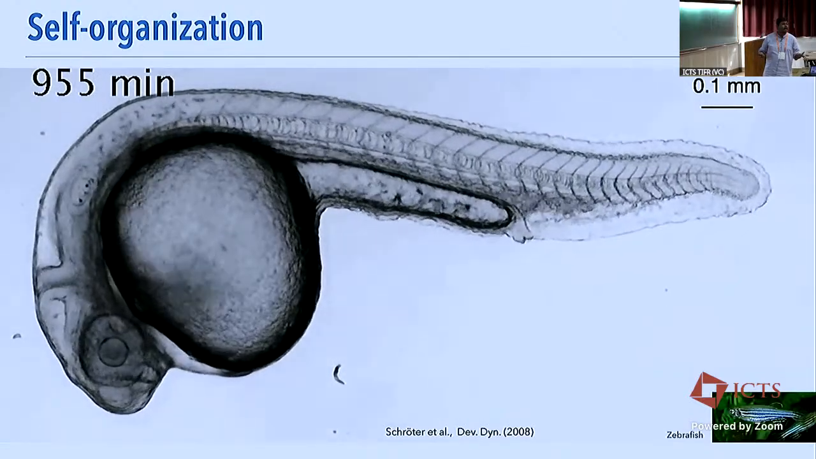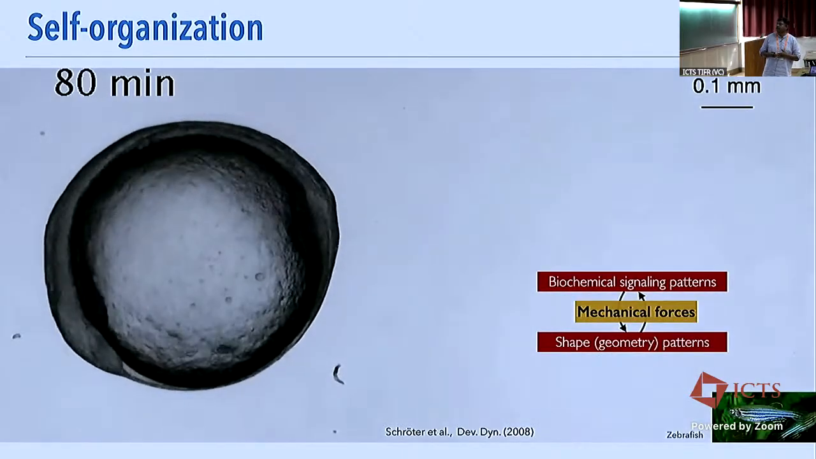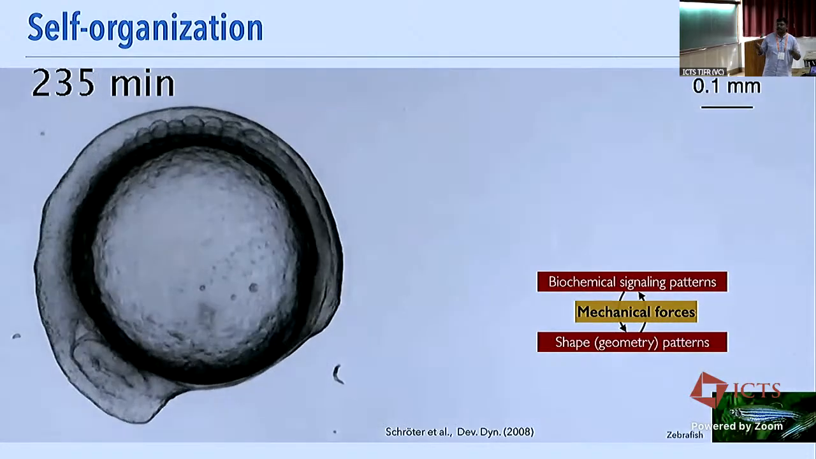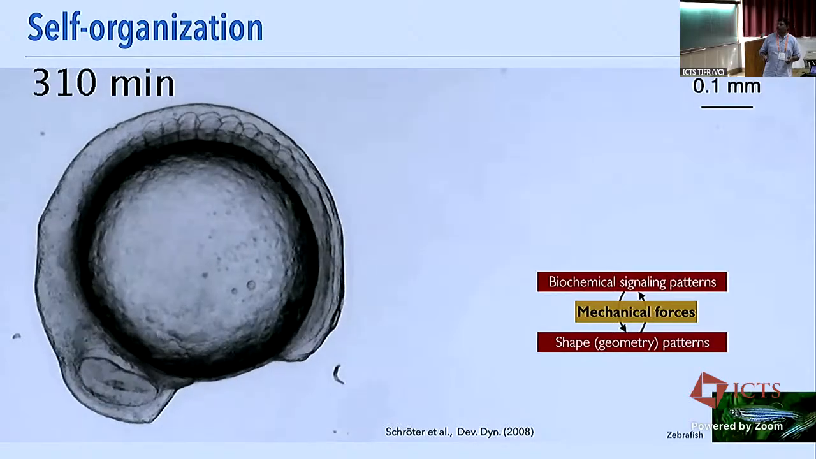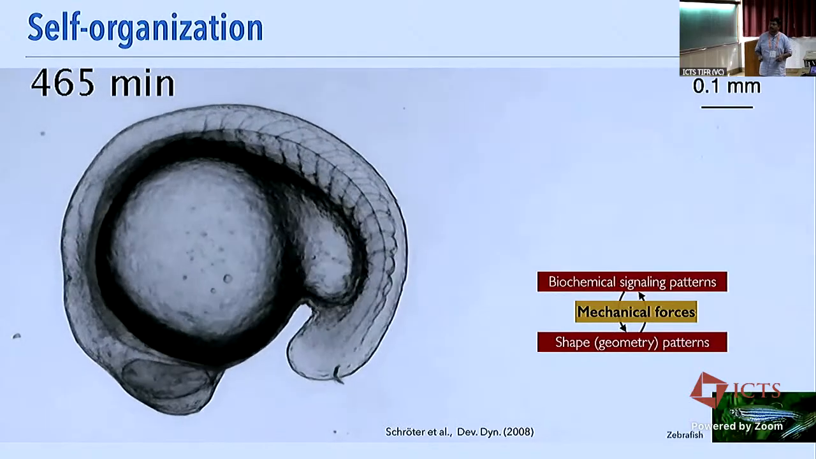So where are the mechanical patterns and how are they talking to the biochemical signaling patterns, the gene patterns? Therefore there must be a crosstalk between biochemistry or genetics and shape, the emergent form, and the crosstalk must be mediated by mechanical forces. So where are the mechanical forces in living systems?